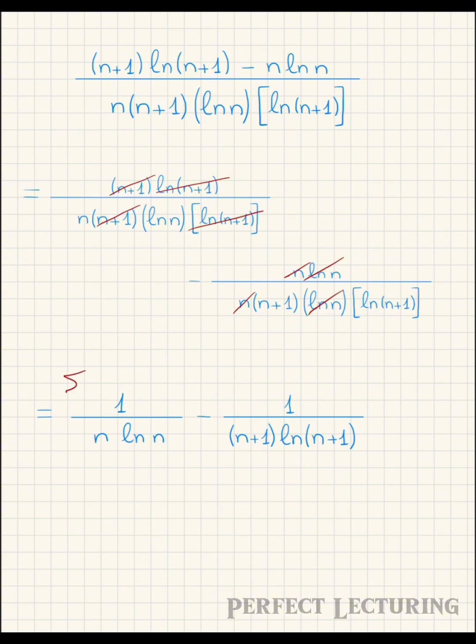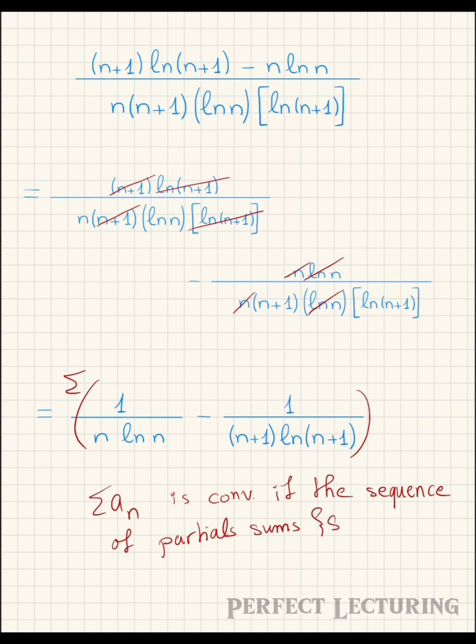In order to prove that this series is convergent, we need to remember the following. We need to remember that a series a_n, any series a_n, is convergent if the sequence of the partial sums S_n, where n belongs to the naturals, is convergent. That's the very first theorem we usually see when we start studying series. Moreover, if the sequence of the partial sums is convergent, then the sum of this series is the limit as n goes to infinity of S_n.